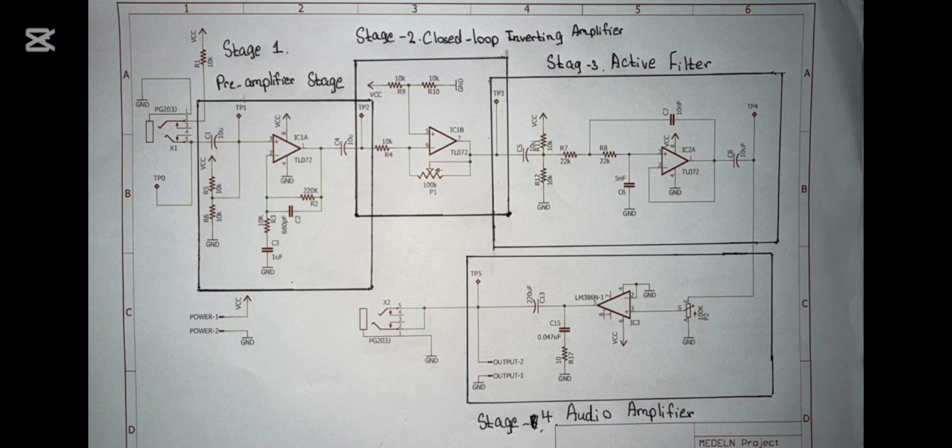There are 4 stages the signal has to pass through. Stage 1, preamplifier stage, from test point 1 to test point 2, and stage 2, closed loop inverting amplifier stage, from test point 2 to test point 3, and stage 3, active filter stage, from test point 3 to test point 4, and finally stage 4, which is the audio amplifier, which ends at test point 5.